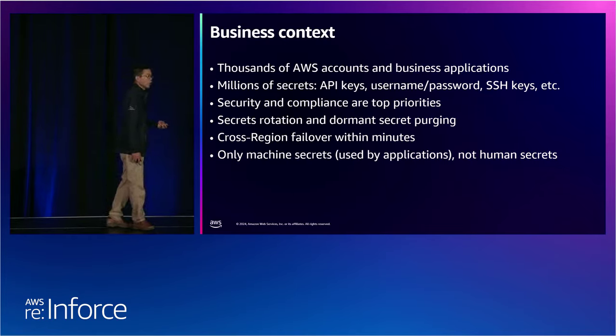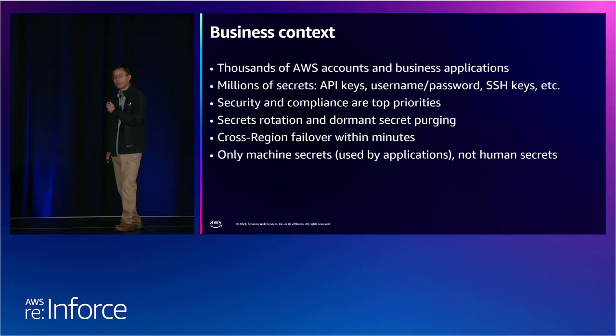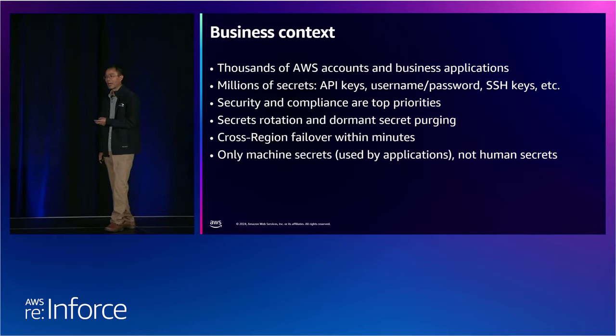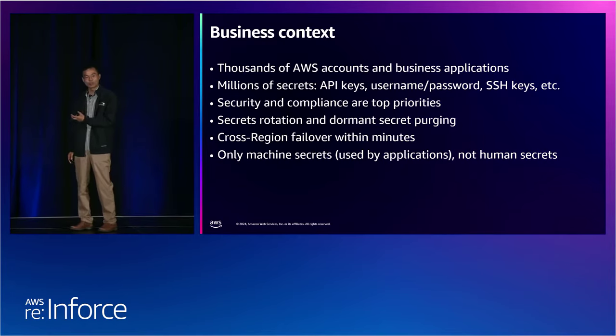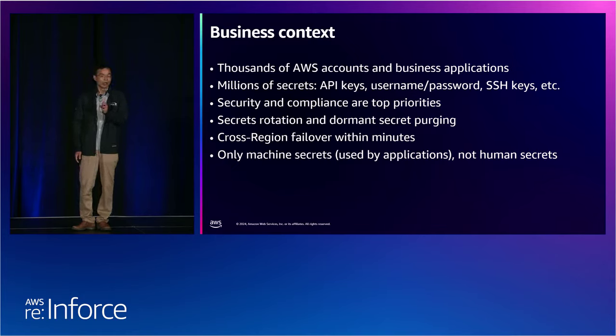In this solution, we only talk about machine secret. Machine secret is our secret credential used by an application or service, like an AWS service, to authenticate with another application. And human secret is a secret that is used by a human to authenticate against an application.